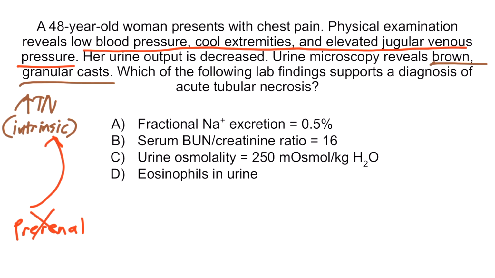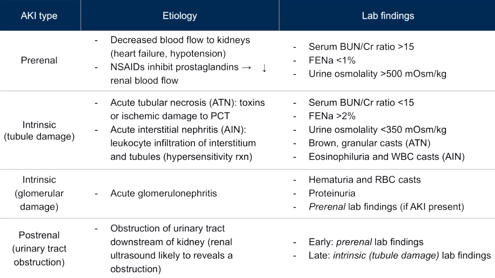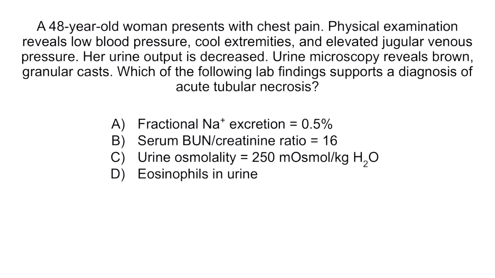So now we just need to remember what are the lab findings that we would expect with acute tubular necrosis, and then we can answer the question. We can see that intrinsic azotemia usually presents with a BUN to creatinine ratio less than 15, fractional excretion of sodium greater than 2%, and a urine osmolality less than 350, all of which indicates that the tubules aren't working. So the correct answer is C, urine osmolality of 250 milliosmoles per kilogram of water.